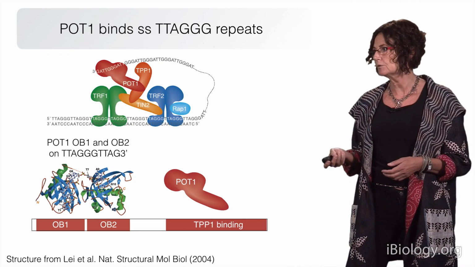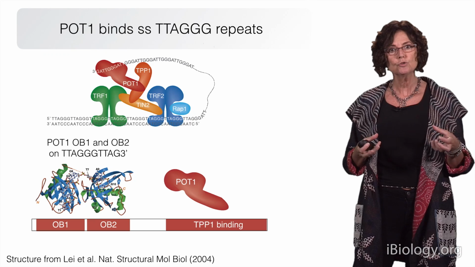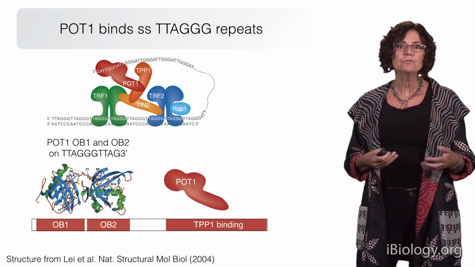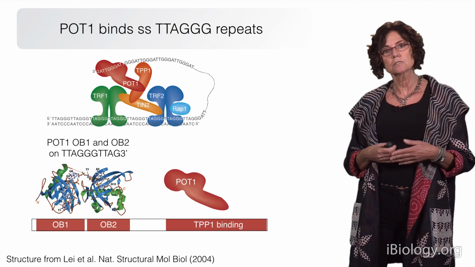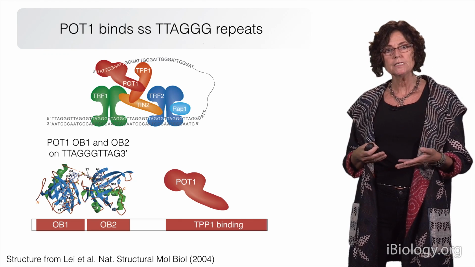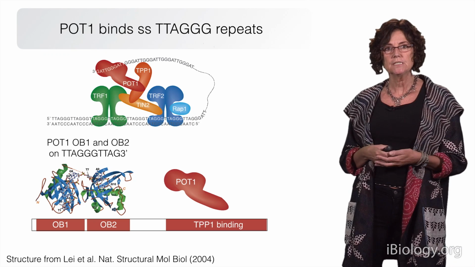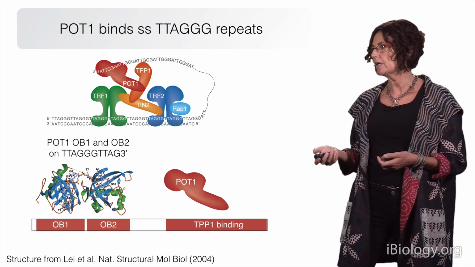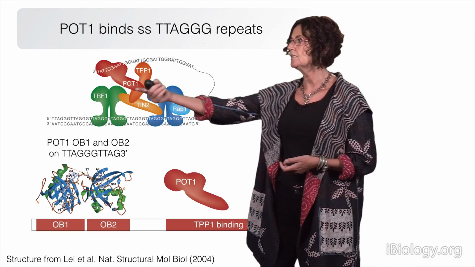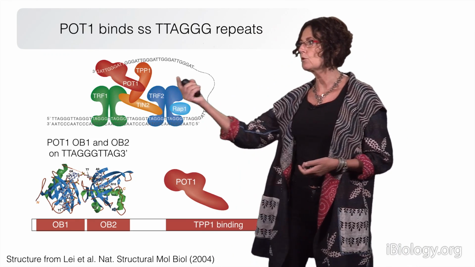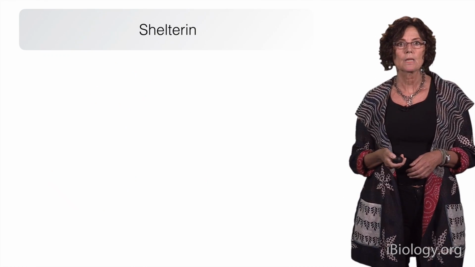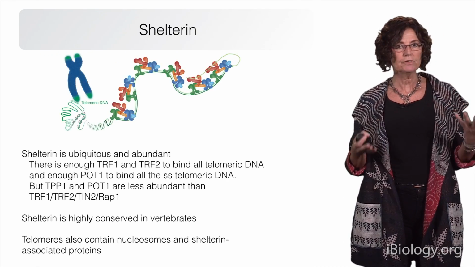This structure here from Tom Cech's lab shows these two OB folds that are protein folds that can bind nucleic acids and oligosaccharides, binding specifically to the TTAGGG repeats. They can bind this DNA both at a 3' end, as drawn here, but also all along the single-stranded telomeric DNA.